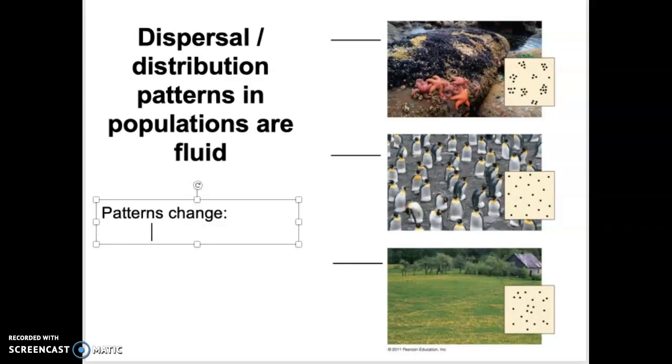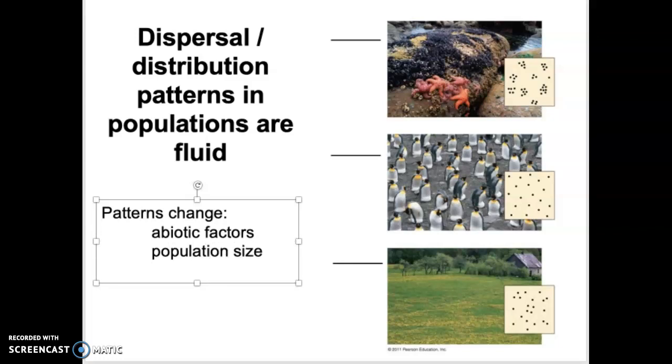So things that can cause patterns to change. Let's just go abiotic factors: temperature, pH, salinity, etc. The population size. As your population gets bigger, dispersal changes versus a smaller population. Predators, resources, and just give it the big etc.